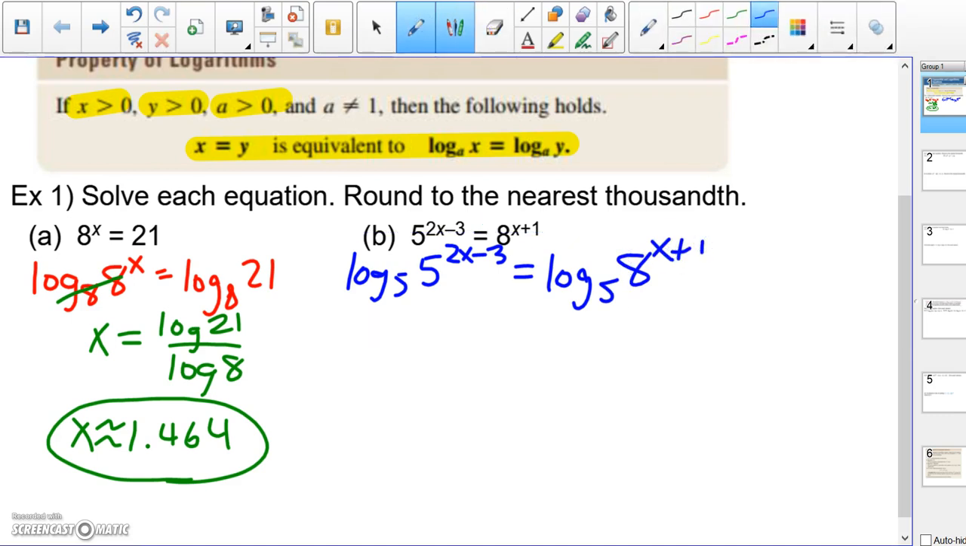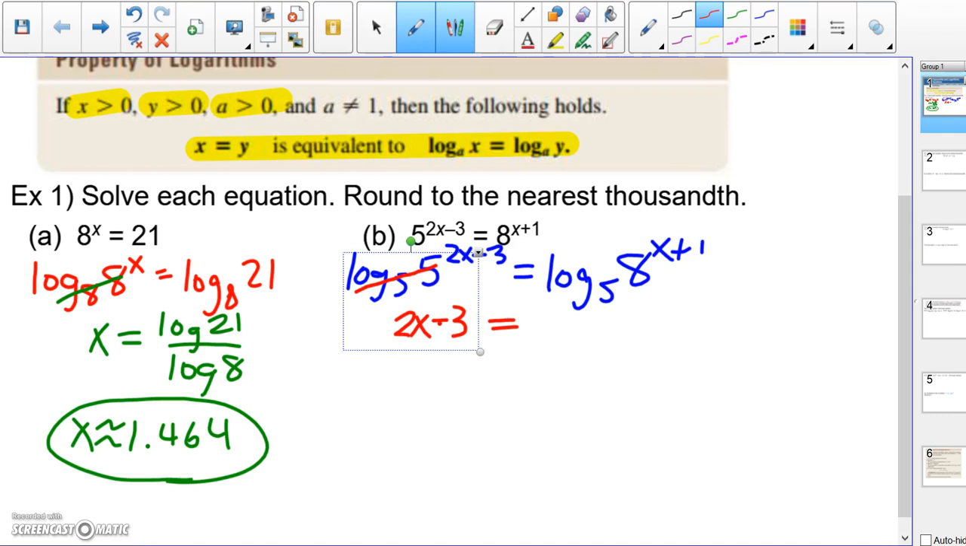Notice it's a log base 5 on both sides. I couldn't do a log base 5 on one side and a log base 8 on the other. I had to do the same thing on both sides. So the log base 5 of exponential 5 is going to cancel out and leave me with 2x minus 3.